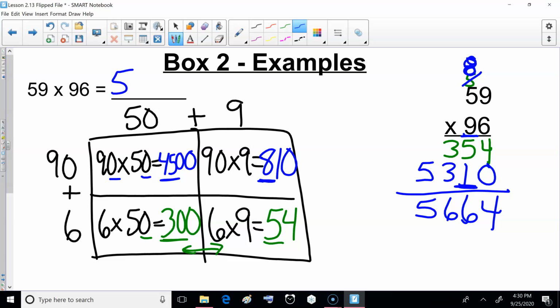So we have 5,664. So feel free to pause the video, rewatch this example if you need to help you to figure out how to solve a 2-digit by 2-digit multiplication problem using the area model and trusting yourself to do it the parent way.